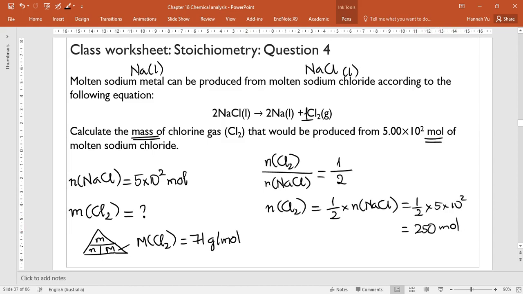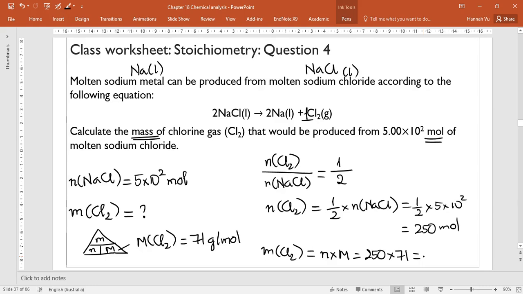All right. So that's not the final answer because the question asked for mass. So now I need to find the mass using the number of mole. If you're going to go with the triangle, or in the future, hopefully just remember it, it's just number of mole times molar mass. So I'm just going to write the number of mole times molar mass. So 250 times 71.